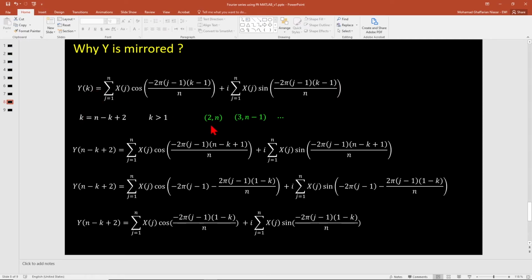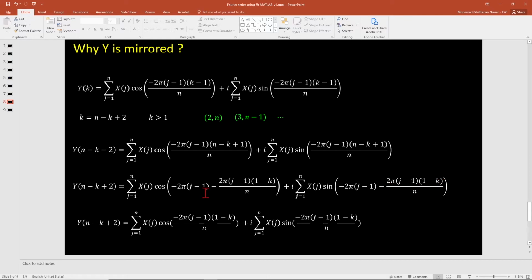So for example, y2, I want to compare it with yn. y3, I want to compare it with yn minus 1 and so on. So I'm going to change the variable. Instead of k, I put n minus k plus 2. So n minus k plus 2 goes there, n minus k plus 2 goes here. This n divided by n becomes 1, so this term will stay. This is the rest of it. Same way here. N divided by n is 1, so this coefficient stays here, and this is the rest of it.